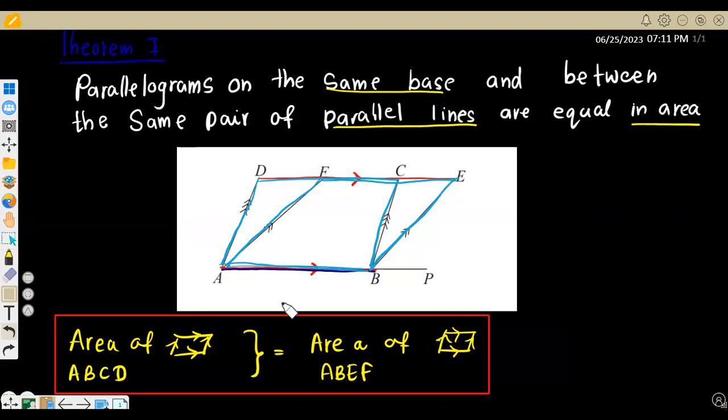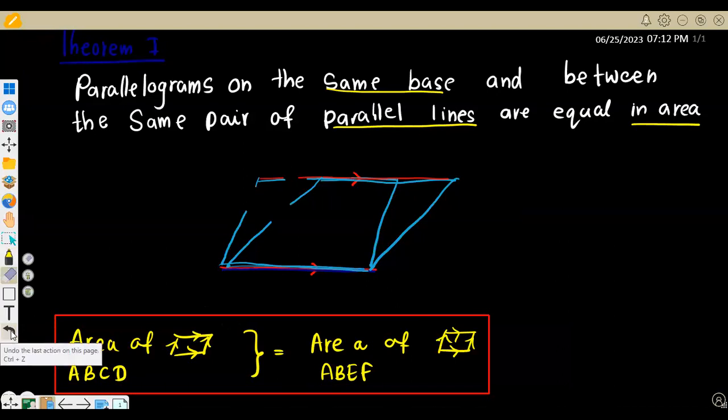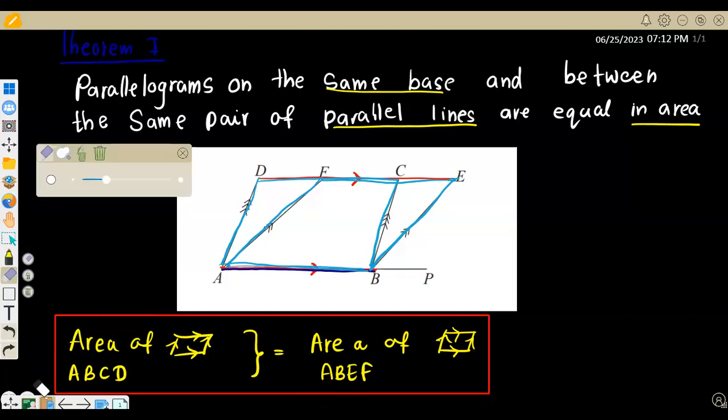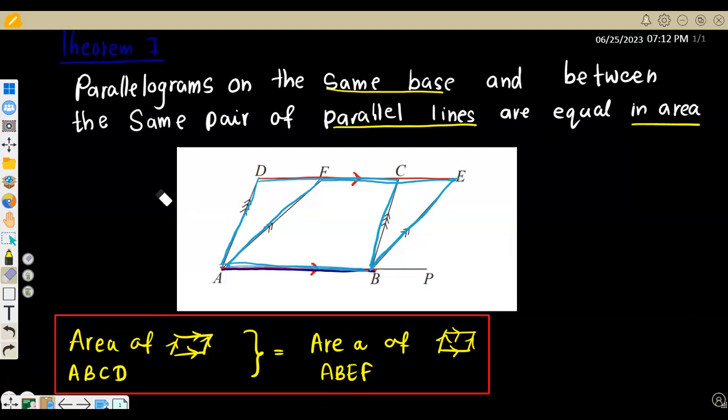When you solve the questions related to this, what you have to do is carefully identify the common base and the same parallel straight line segments. Okay? Please raise your hand when you're done with the work.